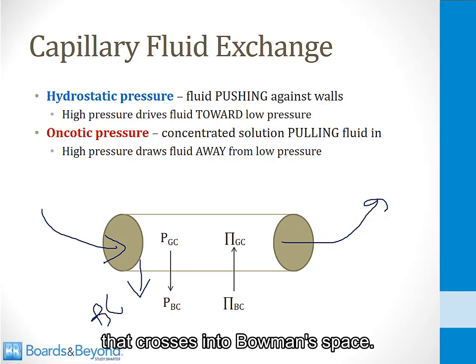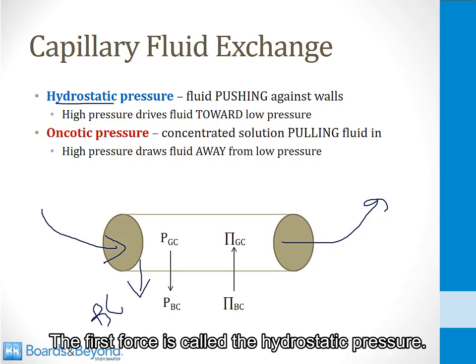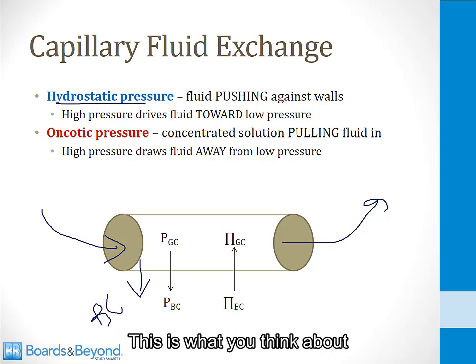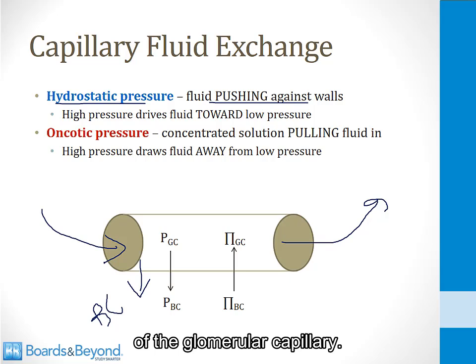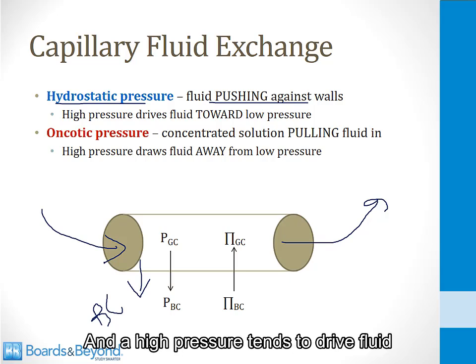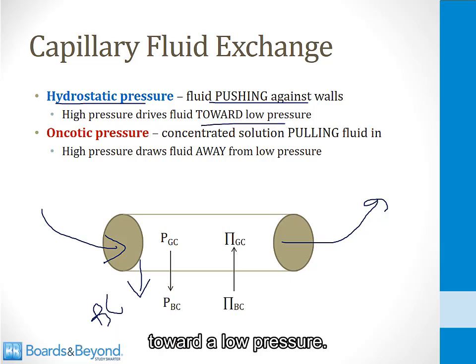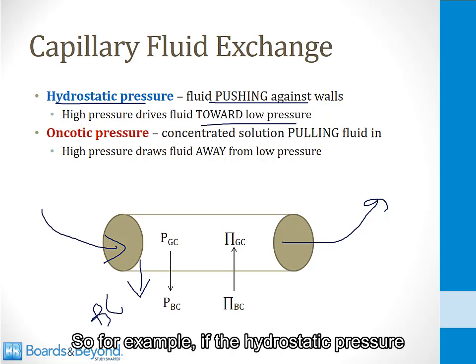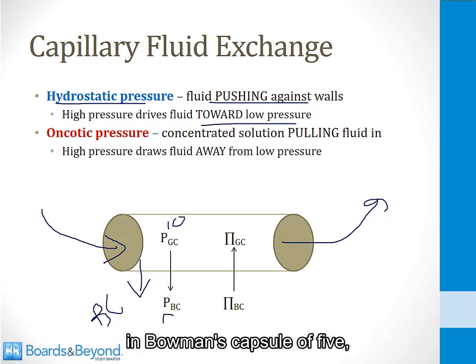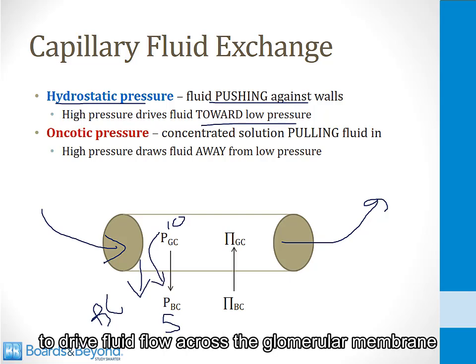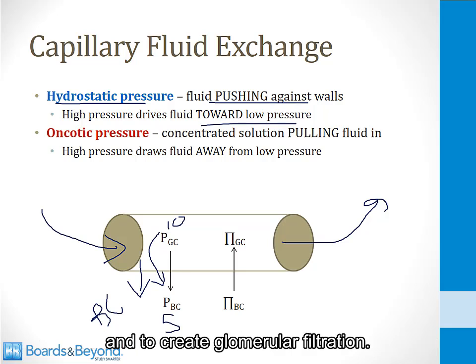crosses into Bowman's space. The first force is called the hydrostatic pressure. This is what you think about when you think about your blood pressure. It's the fluid force pushing against the walls of the glomerular capillary. And a high pressure tends to drive fluid toward a low pressure. So for example, if the hydrostatic pressure in the glomerular capillary were 10, and we had a hydrostatic pressure in Bowman's capsule of 5, then we would have a net driving force of 5 in this direction to drive fluid flow across the glomerular membrane and to create glomerular filtration.